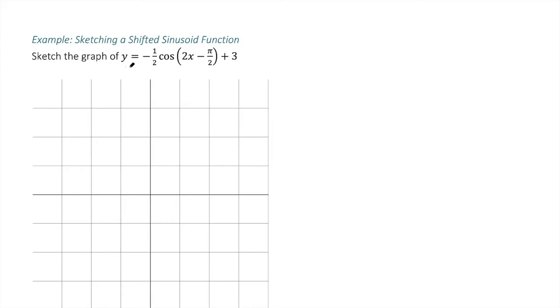Sketch the graph of y equals -1/2 cosine of 2x minus pi over 2, plus 3. We'll start by finding some key features. We'll do our amplitude. Our amplitude is the absolute value of the number in front, the absolute value of -1/2, which is just positive 1/2.